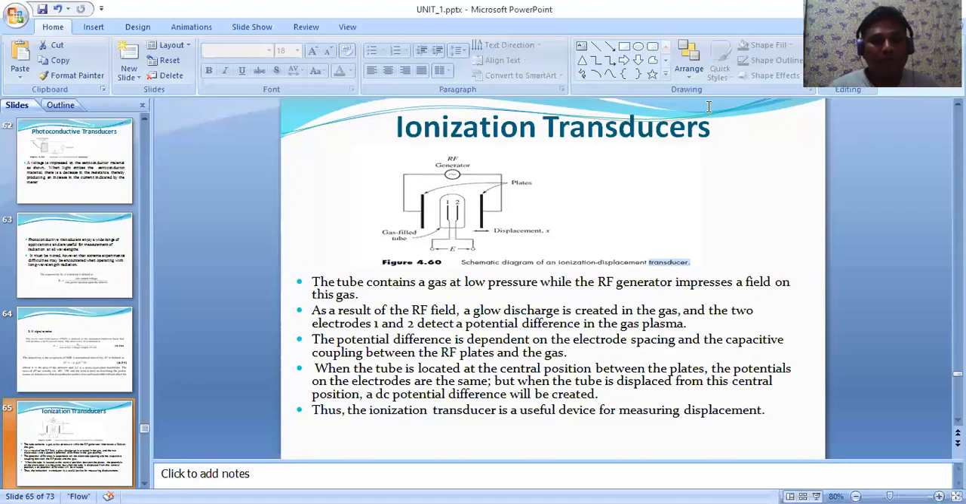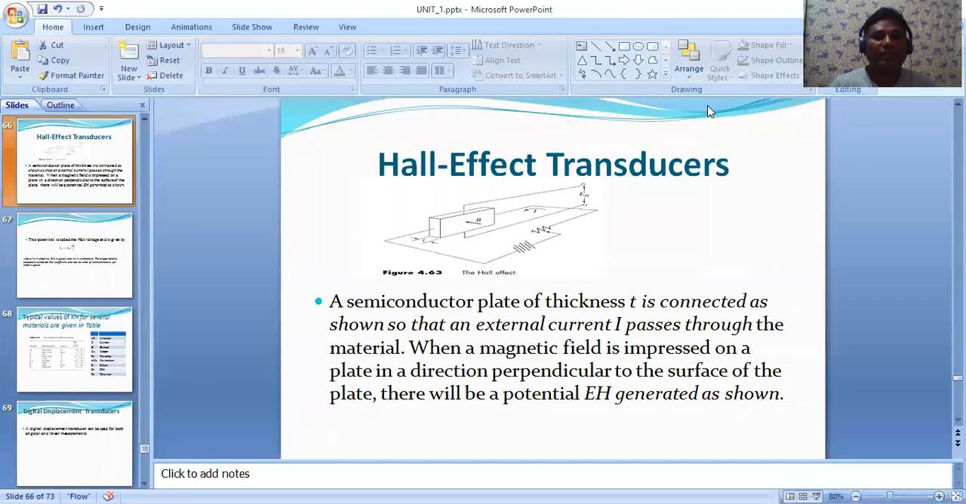Best way, we have measured the displacement by using the ionization transistors. The next part is the Hall effect transistors. In the Hall effect transistors, consider the photoelectric transistor. Additionally, we have put one thickness of the plate on that material.